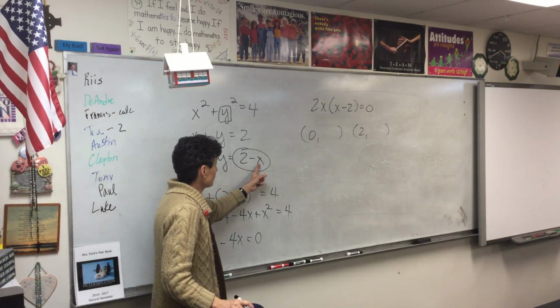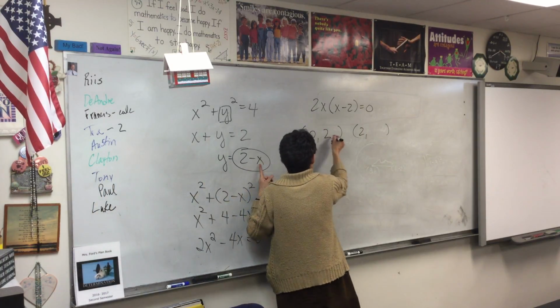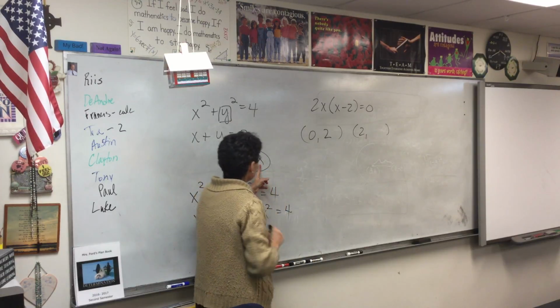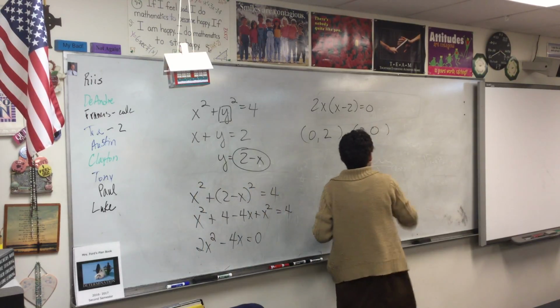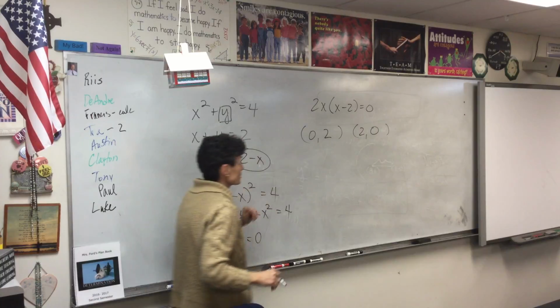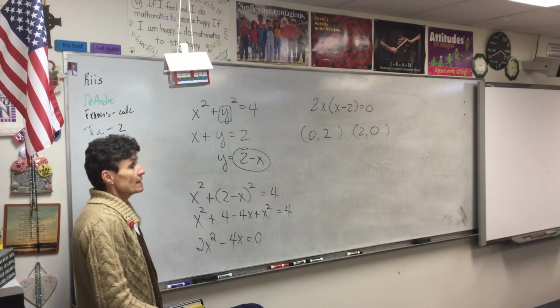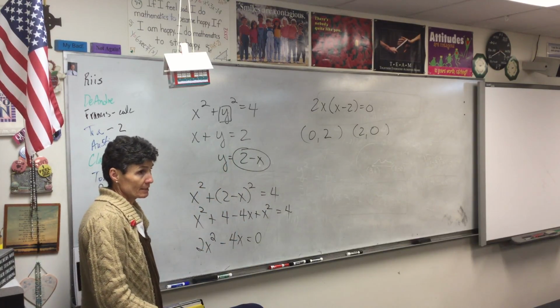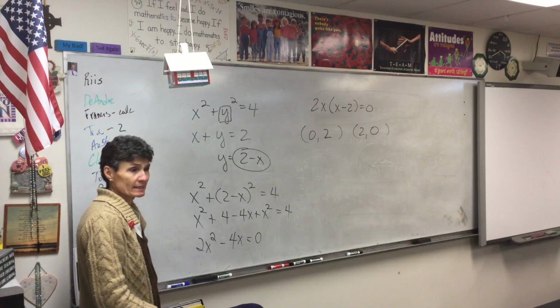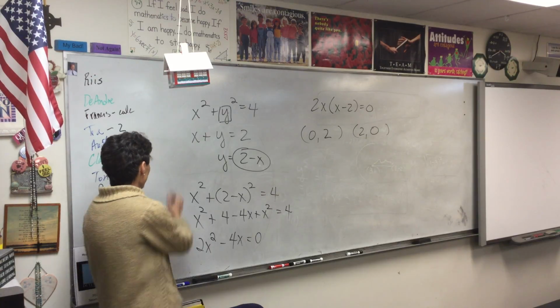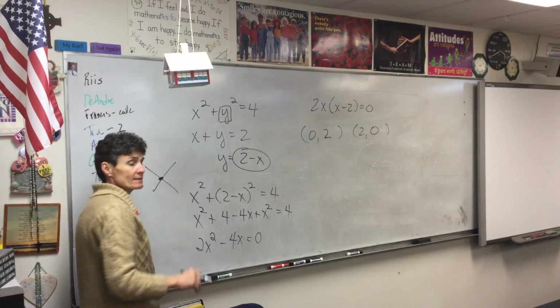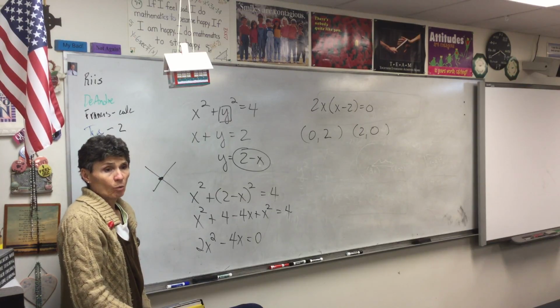And if I plug in 0, I get 2. And if I plug in 2, I get 0. So these 2 curves intersect twice. Now, that never happened when you were intersecting lines, because when lines intersect, the most places they can intersect is once.